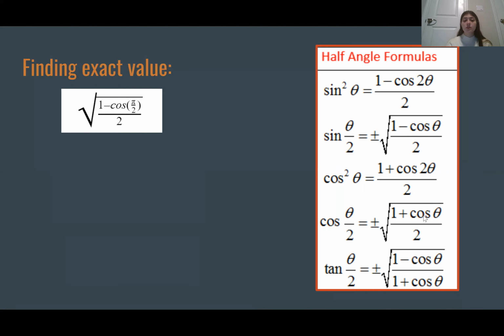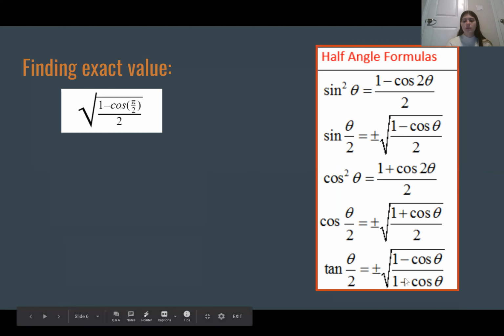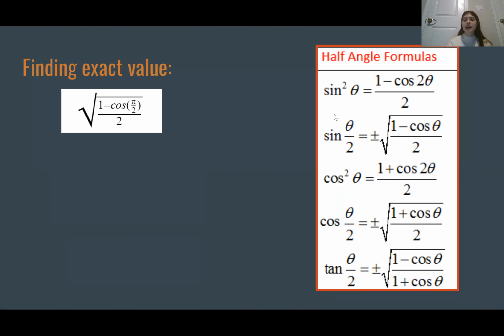This one is 1 plus cosine, so we know it's not that one. And this one has 1 minus it over 1 plus. It's definitely not that. So it's going to be this second half angle identity. We've got sine of theta over 2 is equal to the square root of 1 minus cosine theta over 2. So here we have 1 minus cosine theta over 2, and take the square root of all of that. So this is the one we're going to be looking at.